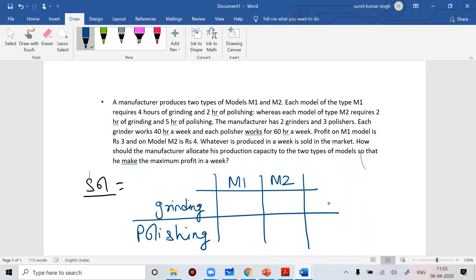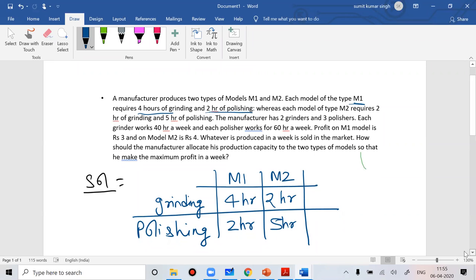So each model of type M1 requires 4 hours of grinding and 2 hours of polishing, while each model of type M2 requires 2 hours of grinding and 5 hours of polishing. So you will write like this.